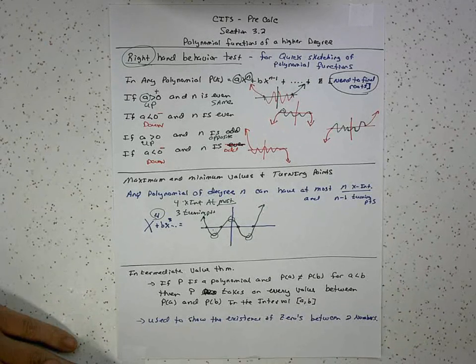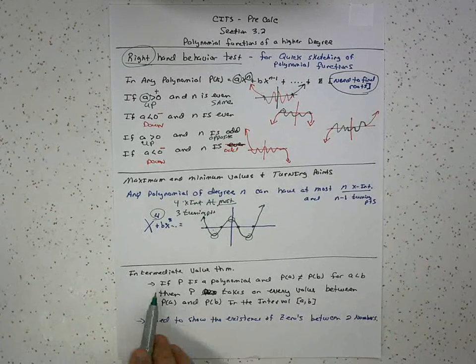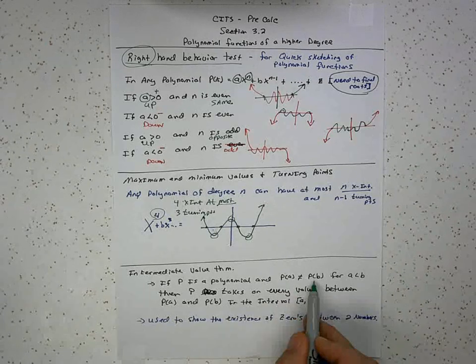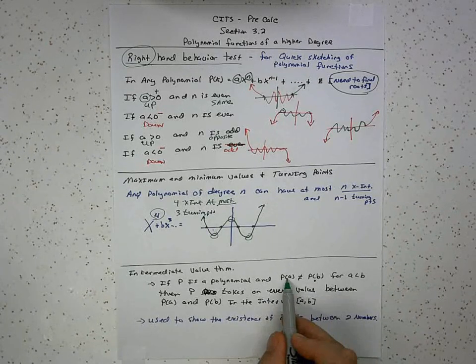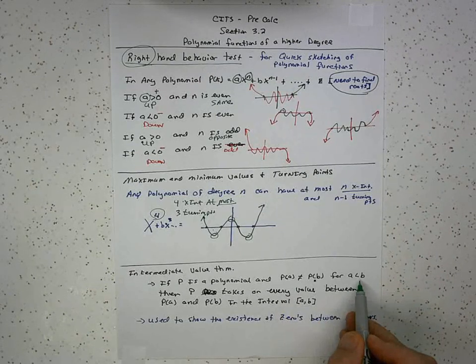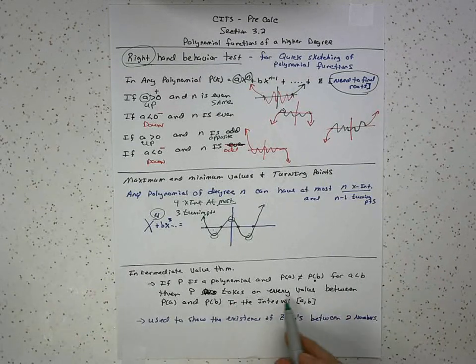Now the intermediate value theorem is not something we're going to use real heavily, but we want you to be aware of it. It just states that if p is a polynomial, and p of a isn't equal to p of b, in other words, I don't get the same value when I plug them in, and a is less than b, then p takes on every value between a and b in that interval. All it means is this.